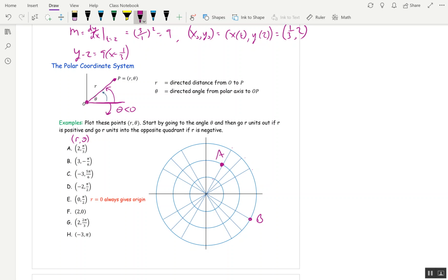All right, what do you do when r is negative? So for this one, we go to the angle 5 pi over 6, that's this angle here, and if r is negative, you go into the opposite quadrant. So instead of going 3 units from the origin this way, I go 1, 2, 3 units this way. And so C actually sits where B sits. So polar coordinates are not unique. You can have two different labels for the same point.